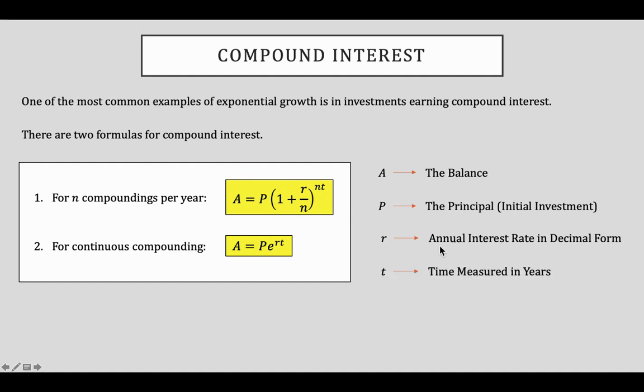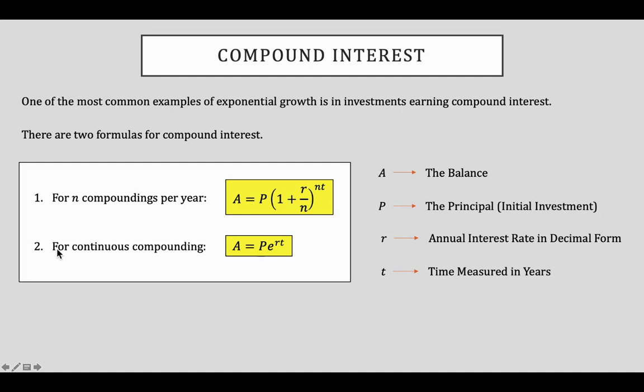And T is the time measured in years. All right, T is the time measured in years. And as we said, N is the number of times you are earning interest. How many times per year are we earning interest? The number of compoundings per year.